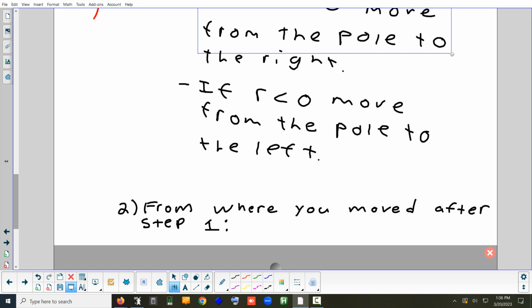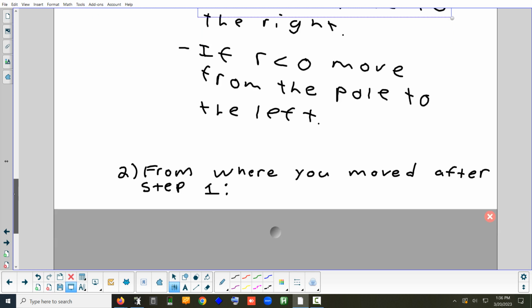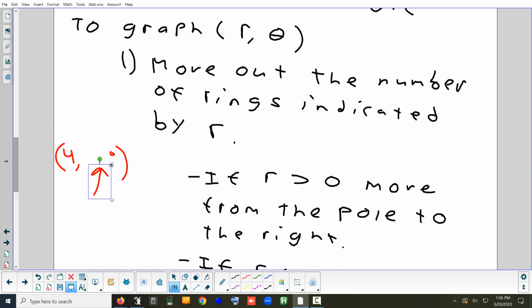So the second number represents an angle. And I might have already said it, but what are the 2 directions you can move on a circle if you're rotating? Clockwise or counterclockwise. How do you know which one you do? Well, it's going to depend if the angle is a positive or a negative.